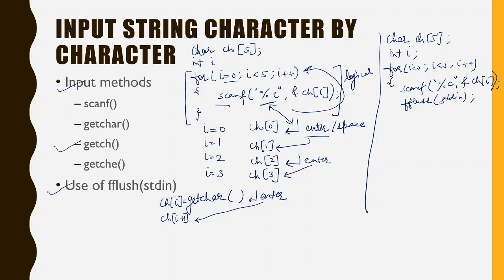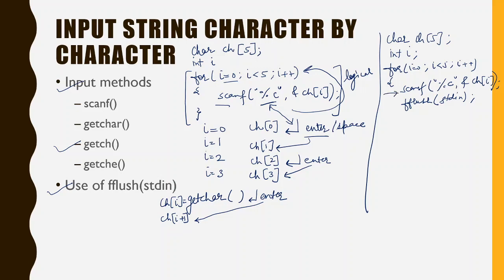All the input that you give to the program goes to a stream, and that stream is the standard input stream, that is stdin. The flush function is used to flush out or clear the standard input stream, so that the enter that was in the input stream after the input of this particular scanf is removed.